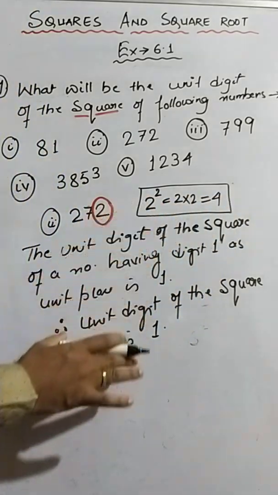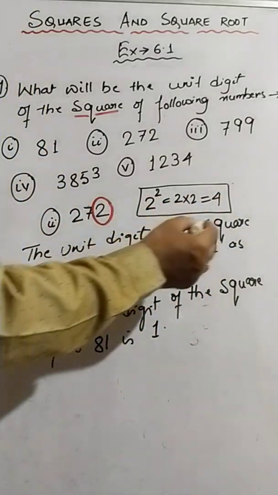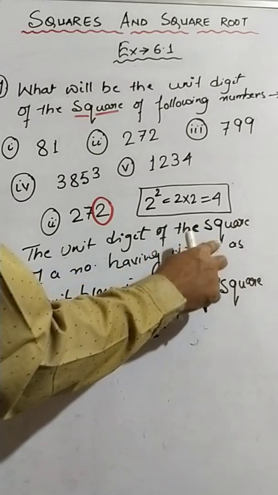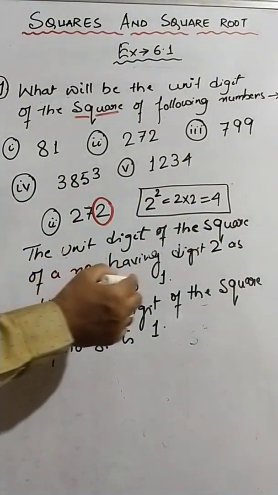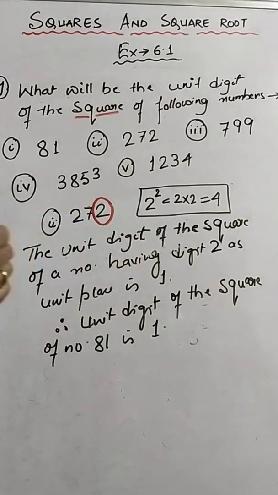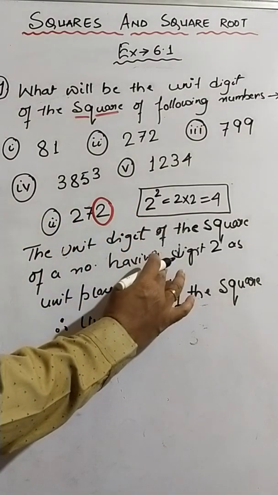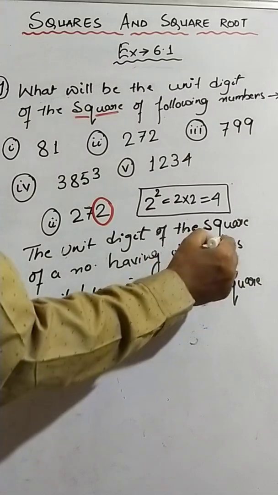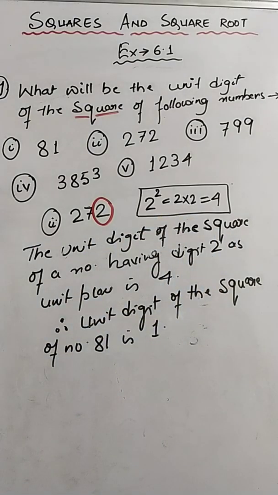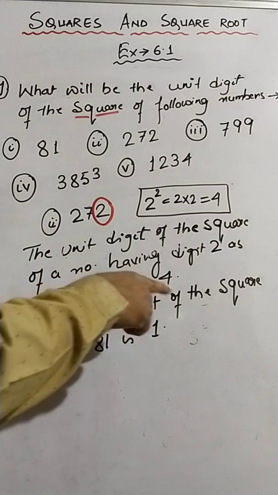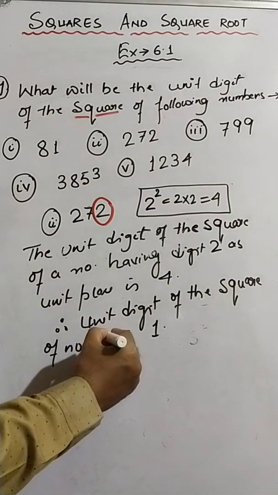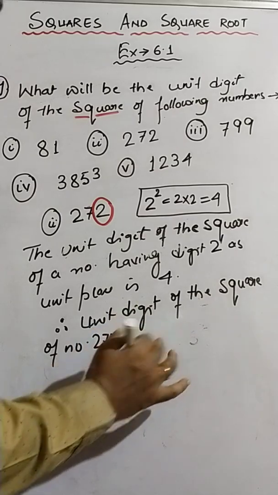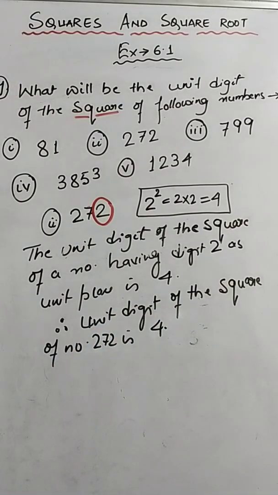So we will maintain the same sentence. The unit digit of the square of a number having digit, this time 2, as the unit digit is, this time it will be 4, because the square of 2 is 4. Fine. So therefore the unit digit of the square of the number 272 would be 4. As simple as this. Fine. This is very, very simple.